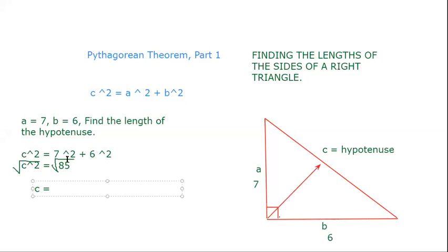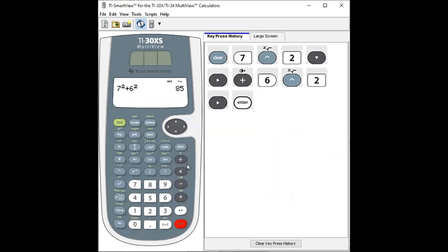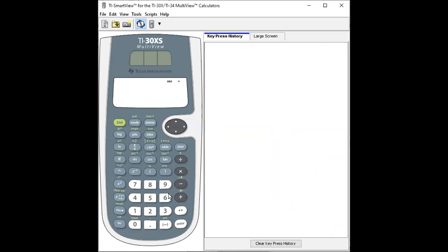And we need to go to our calculator and find the square root of 85. So to do that, we're going to use our second button to get those second function menus. Then we're going to push the x squared, because if you look right above it, you have your radical symbol.